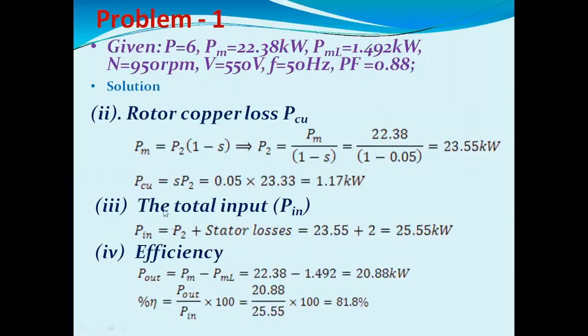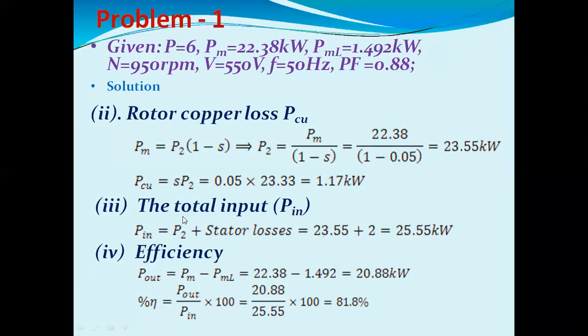Now for the rotor copper loss, we know the formula PM equal to P2 into (1 minus S). So from there we can easily find P2, where the PM value is given. Just putting the value of slip here, we will get the value of P2, that is 23.55 kilowatt. Copper loss, that is S into P2. The slip is 0.05 and P2 is 23.55, so it is 0.05 into 23.55, that is 1.17 kilowatt.